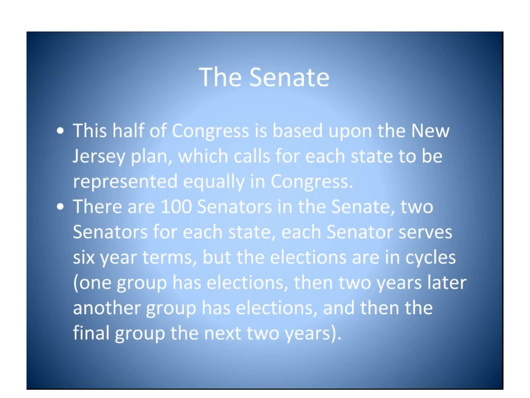Now, the Senate. This half of Congress is based upon the New Jersey plan, which calls for each state to be represented equally in Congress. Like we talked about, New Jersey being a small state, they wanted to make sure the small states had some rights. There are 100 senators in the Senate, 2 senators for each state. Each senator serves a 6-year term, but the elections are in cycles. Like one group has an election and 2 years later another group. So let's say that Texas, Louisiana, Alabama, and Georgia are one group and they have their elections one year. Then the next year, maybe all the states along the eastern seaboard have their elections, and then the rest of the states 2 years later have their elections. So each person is serving a 6-year term. It just depends on when their elections are.